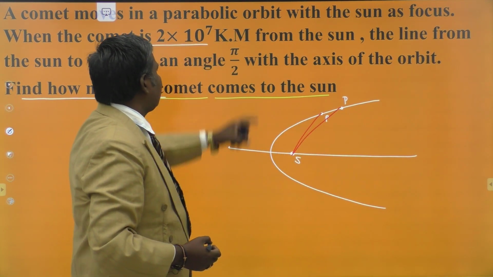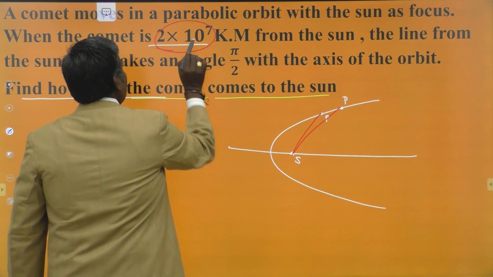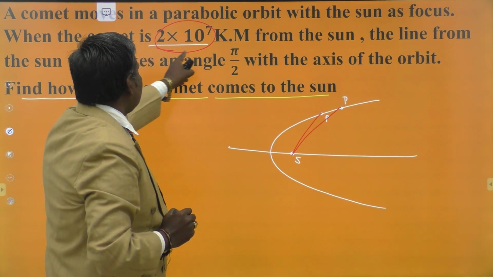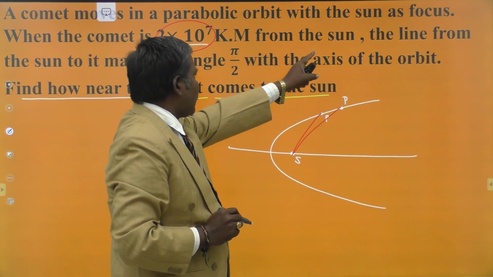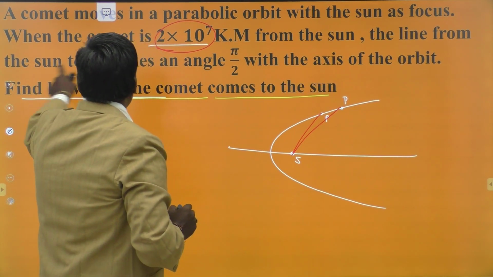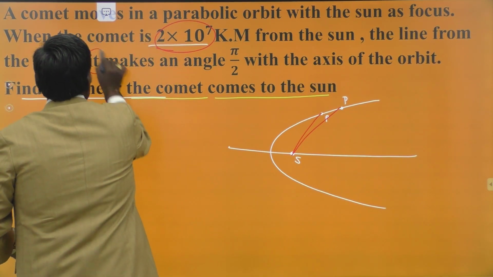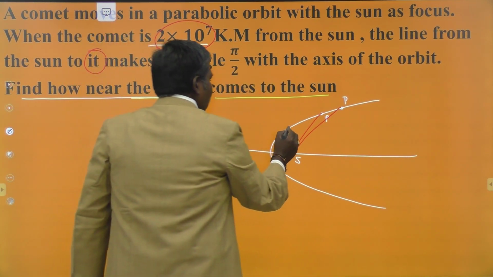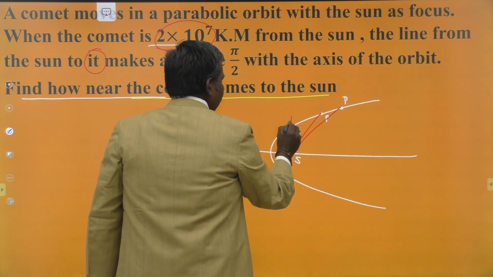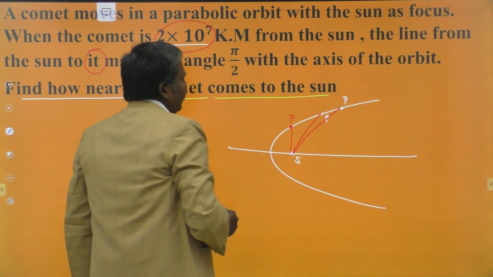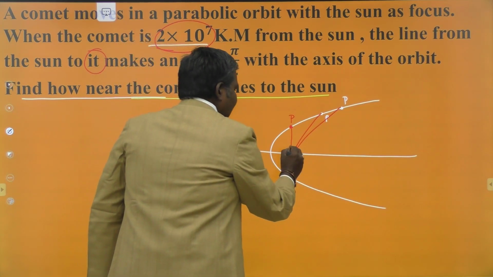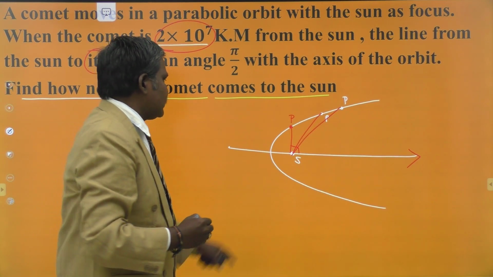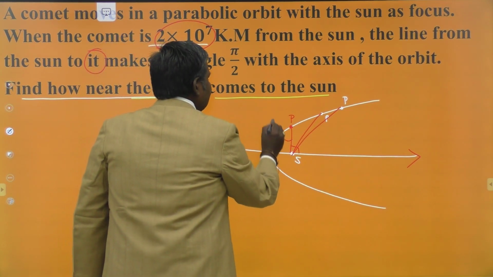And what is 2 into 10 power 7, my dears? Read that one. When the comet is 2 into 10 power 7 kilometers from the sun, the line from the sun to it, meaning comet, makes an angle pi by 2 with the x-axis. That means the comet must be here. This is P. If you join comet to your sun, that makes an angle 90 degrees to your axis. This is the 90 degrees.